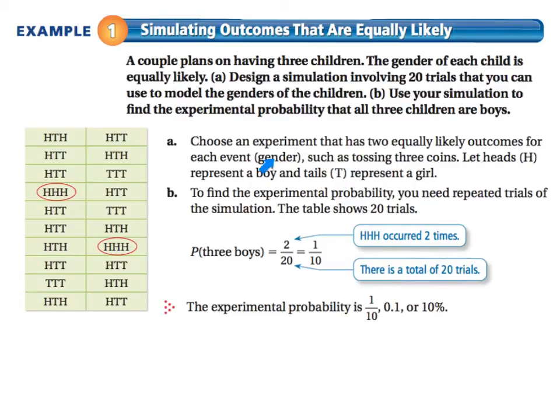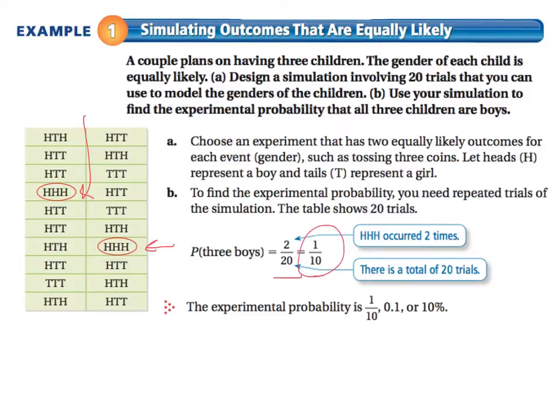So we chose an experiment that has 2 equally likely outcomes, as I said. Let H be represented by a boy and tails T represented by a girl. So if we look at this, we want to know the probability that all 3 children are boys. So we look up here and we notice that we have 1, 2 chances of having 3 boys. So 2 out of 20 gives us 1/10.